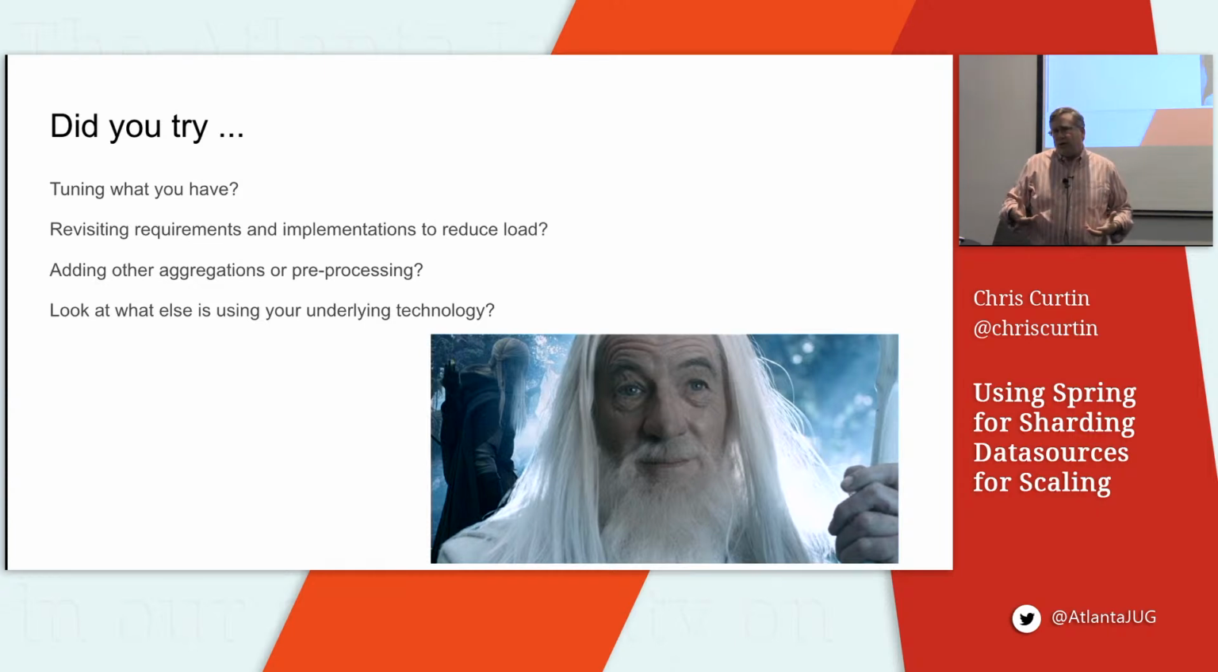Are there other aggregations or pre-processing that you could be doing to allow less data source activity? Again, that's not the way we did it in the past, but it is a conversation worth looking at again. Just because we didn't pre-calculate something, just because we didn't do X, is doing that now appropriate?